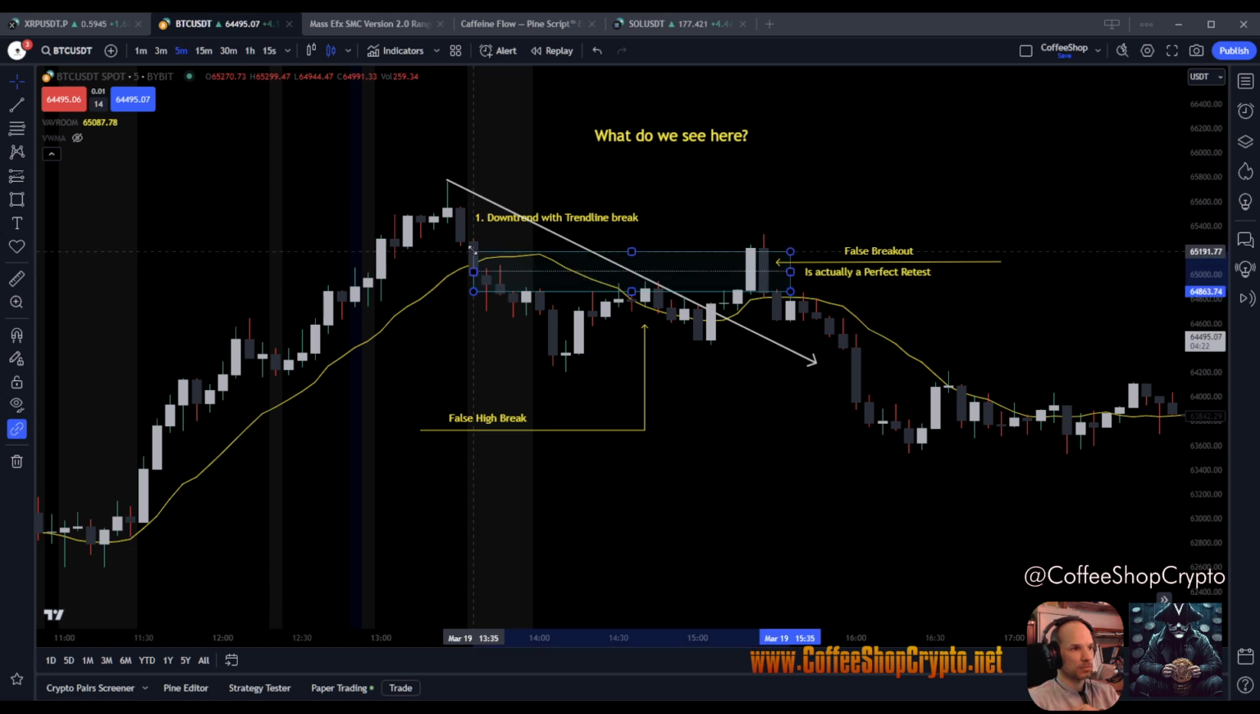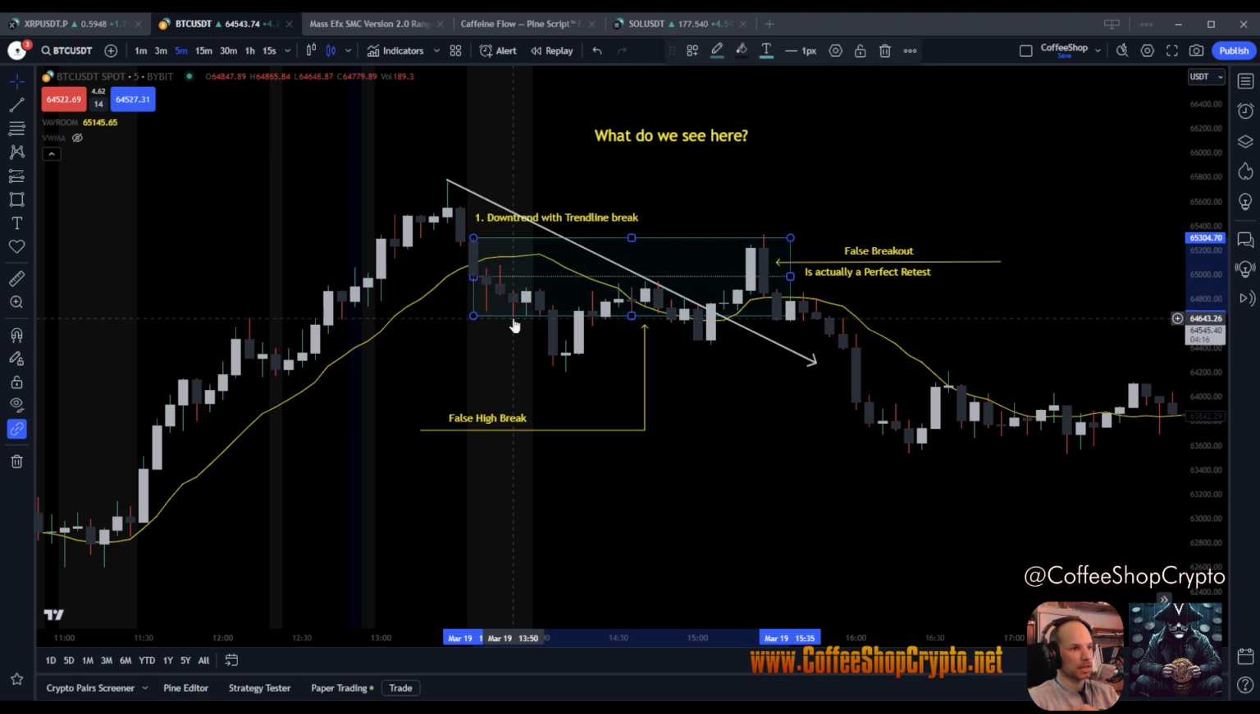So that's going to be here, the highest point, right? And where's the lowest point? It's going to be right here, right? I'm just picking that lowest point right there. This is going to be my trading range.